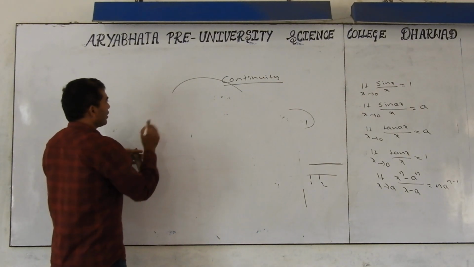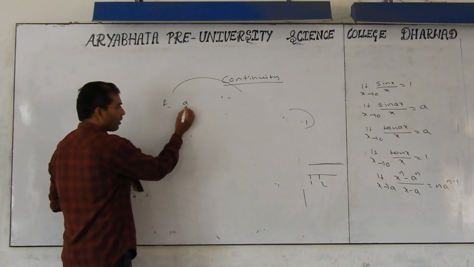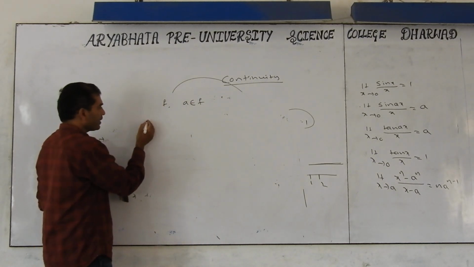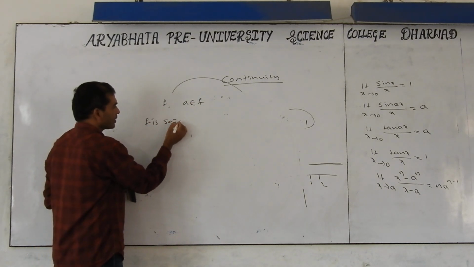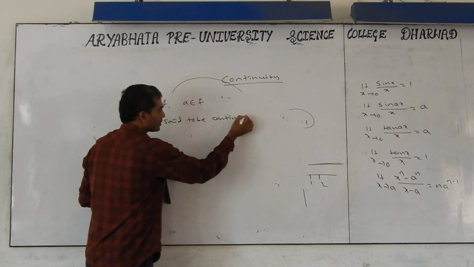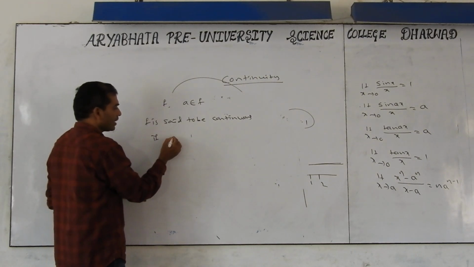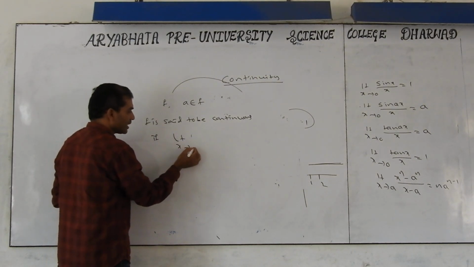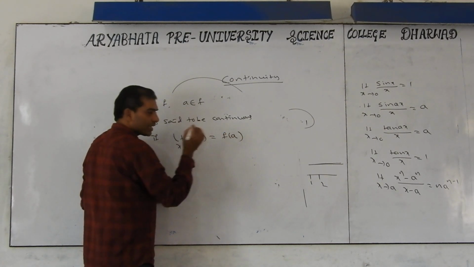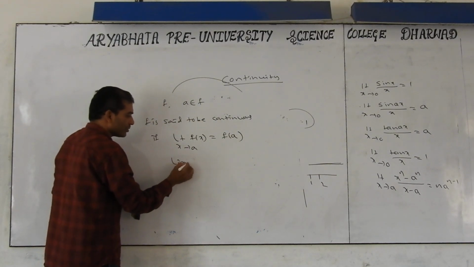Let f be a real valued function. Let a be a point which belongs to the domain of f. f is said to be continuous if limit x tends to a, f of x equals f of a. What is this? Limit value.